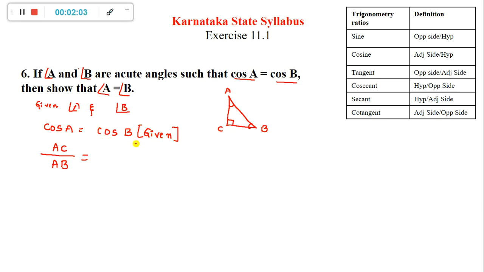Now cos B equal to what? The cos theta definition remains the same, adjacent side by hypotenuse. But in this case I should stand at B and look at the adjacent side. The adjacent side is BC divided by the hypotenuse AB. If I cross multiply, this will be BC into AB whole divided by AB, so I can cancel these two. This implies AC is equal to BC.